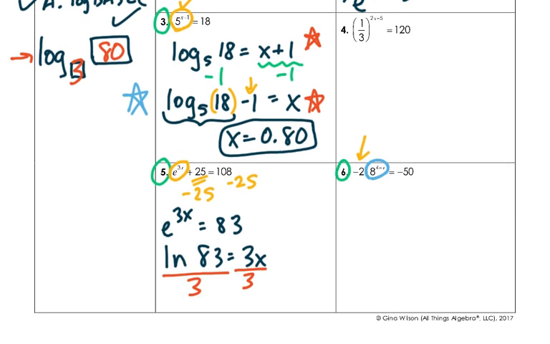So x equals ln of 83. And just like before, if there's anything outside the log, go ahead and close this parentheses before you hit divided by 3 on the bottom. All right, if I do it right, my x is about 1.4729. I'm going to round it to 1.47.